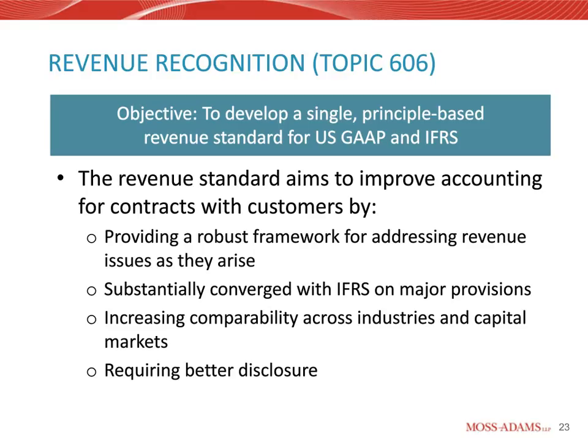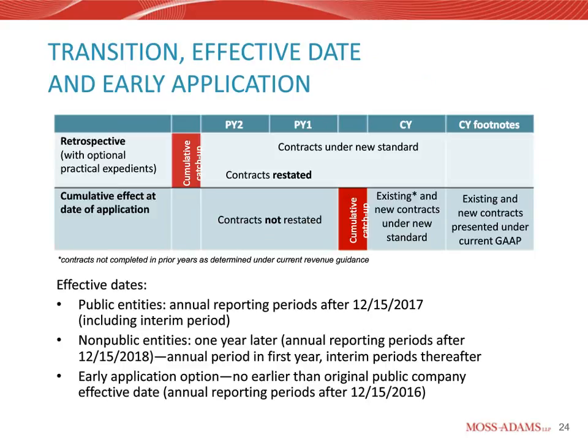The effective dates for this standard have been pushed back 1 year. I think everyone's breathing a sigh of relief related to that. For non-public entities, the standard will be effective for annual reporting periods beginning after December 15th, 2018 now.